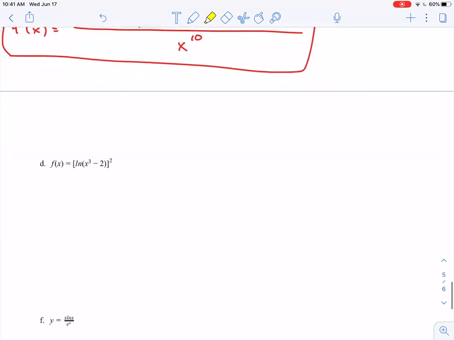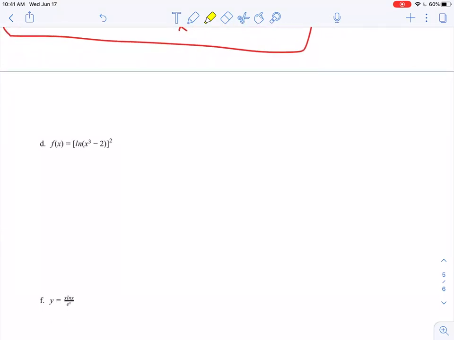Part D, f of x equals natural log of x cubed minus 2, squared. This one's going to be a little bit tricky, but it's a really good example, I think. So I look at this, boy, where to start here? I would probably start with this inside part. I see natural log of x cubed minus 2, just like we did earlier. I see that's a chain rule.